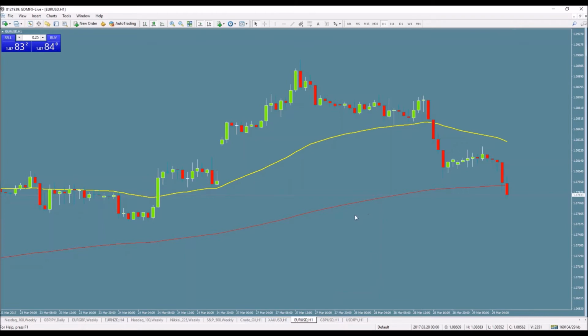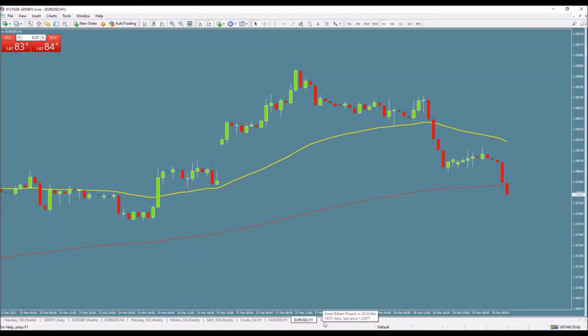On the euro versus the dollar, we're looking at a decline below the 200 exponential moving average, as the dollar is strengthening on more rate hike expectations, also on some solid US data from yesterday. Today we're also expecting some more data, as I mentioned, out of the US and the European Union.